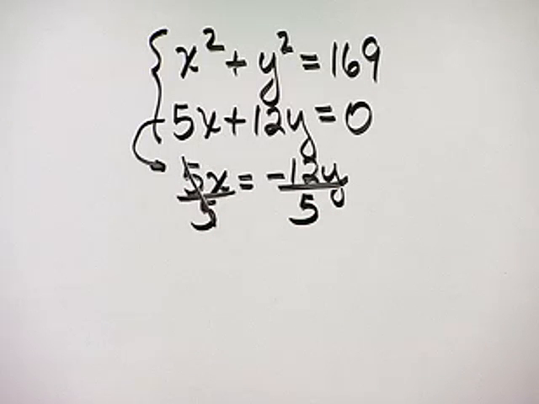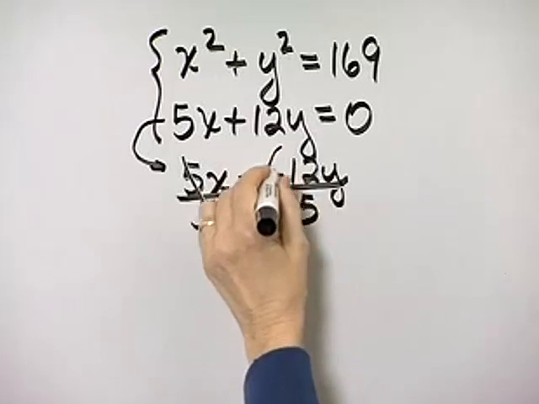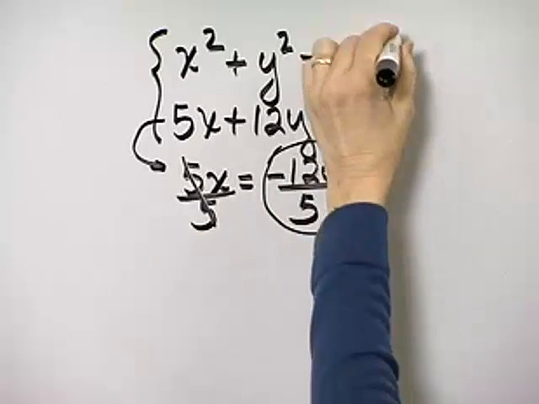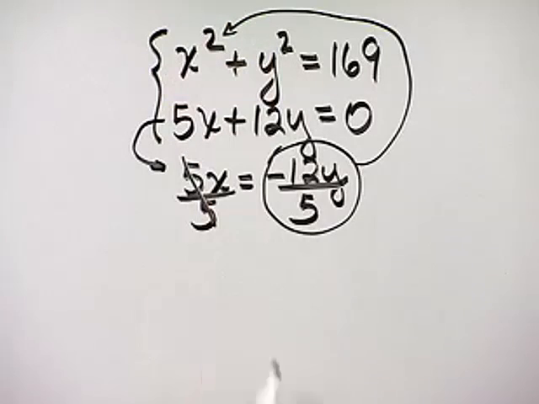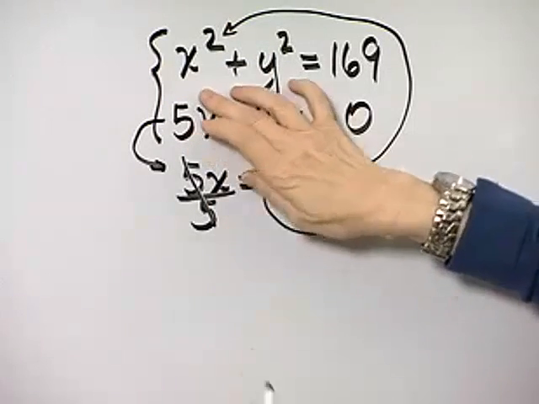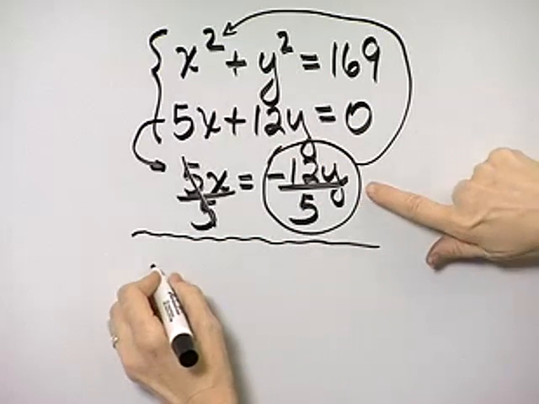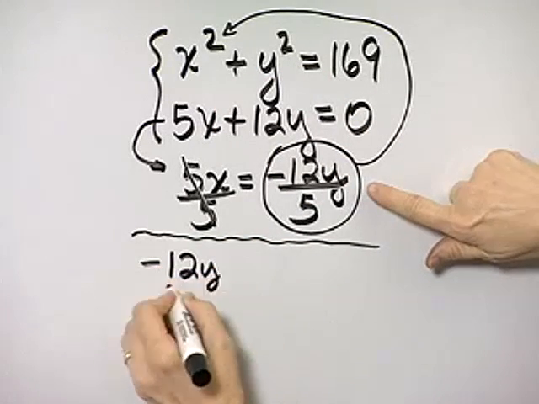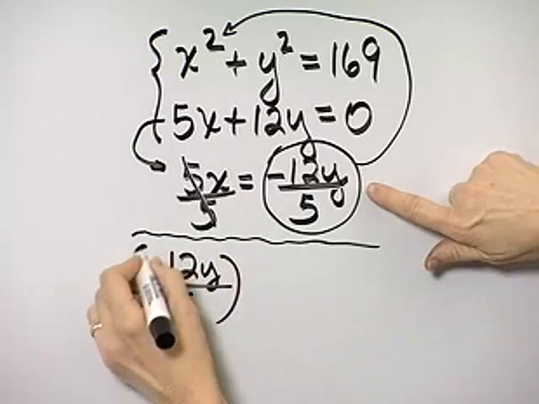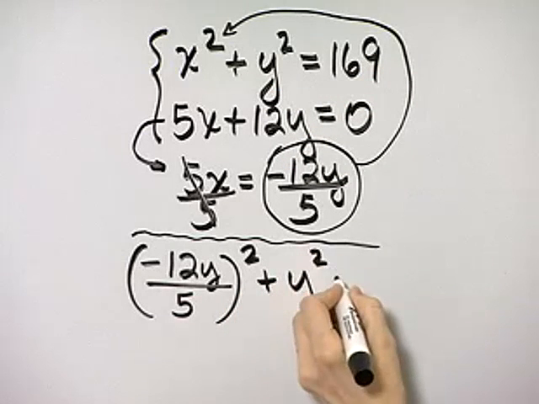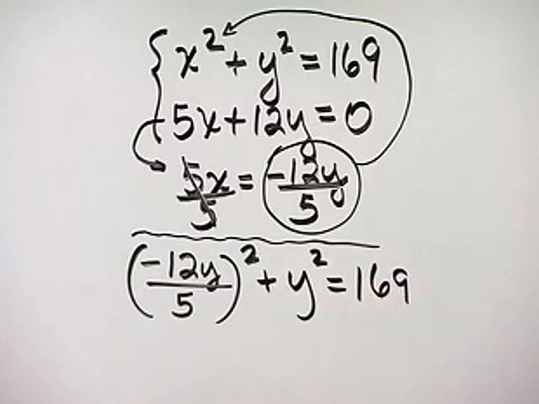So x is negative 12y all over 5. And then I will replace this 4x in the other equation. So I'm going to write this equation down, but instead of x squared, I'll write down negative 12y over 5, that is x squared, plus y squared is equal to 169. Well, let's see what happens.